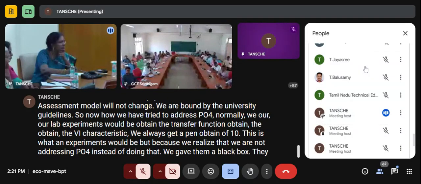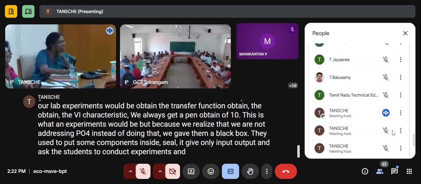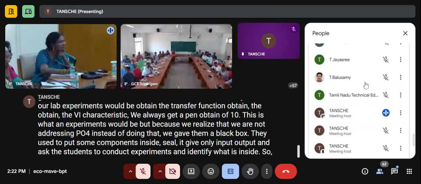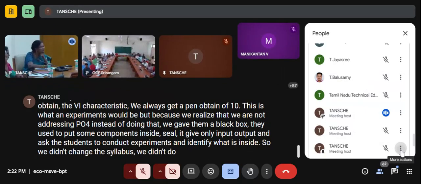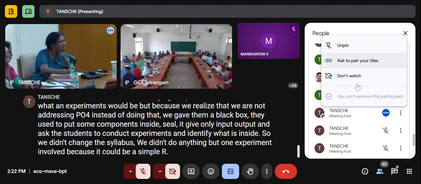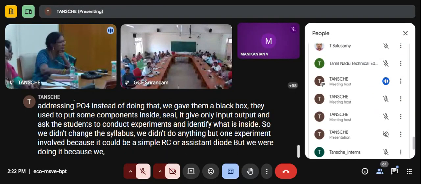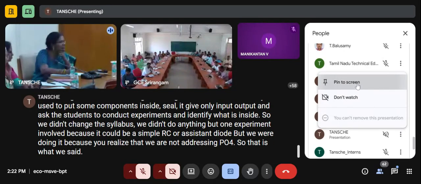We used to put some components inside, seal it, give only input and output, and ask the students to conduct the experiments and identify what is inside. So we didn't change the syllabus, we didn't do anything, but one experiment involved this. It could be a simple RC or resistor diode, but we were doing it because we realized that we are not addressing PO4. So that is what we said, black box.